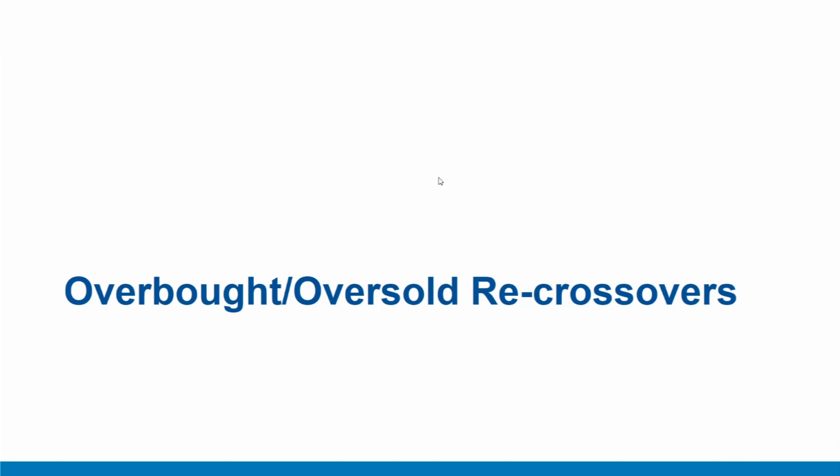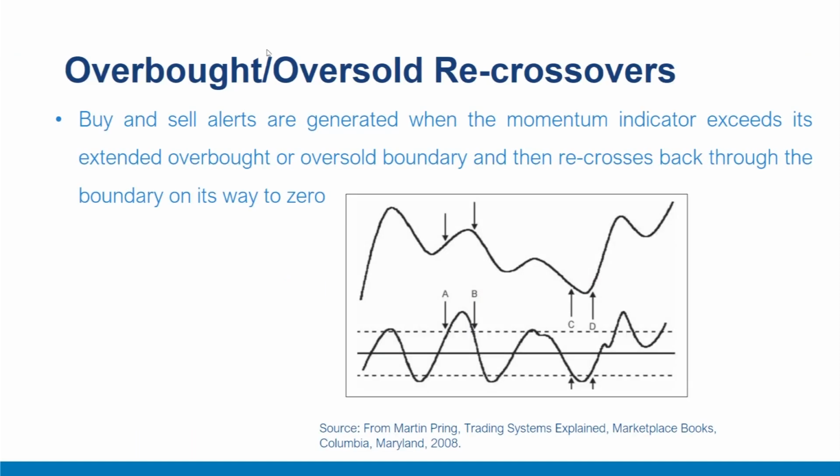In this video, we'll discuss overbought and oversold recrossovers and signal generation. In many cases, excellent buy and sell alerts are generated when the momentum indicator exceeds its extended overbought or oversold boundary and then recrosses back through the boundary on its way to zero. For example, this kind of crossover, and then a reversal back towards the zero level. The figure shown here demonstrates this possibility.